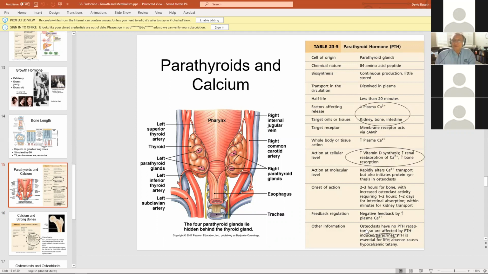And the other fine point that's new here is it's not just the bone breakdown by osteoclasts that releases extra calcium into the bloodstream. It's also that the kidneys reabsorb calcium from the nascent urine better, and the intestines absorb calcium from the intestine better when parathyroid hormone is around. It alters calcium transport.